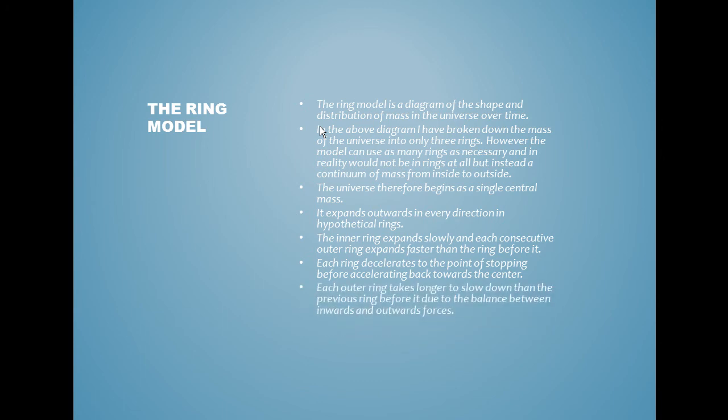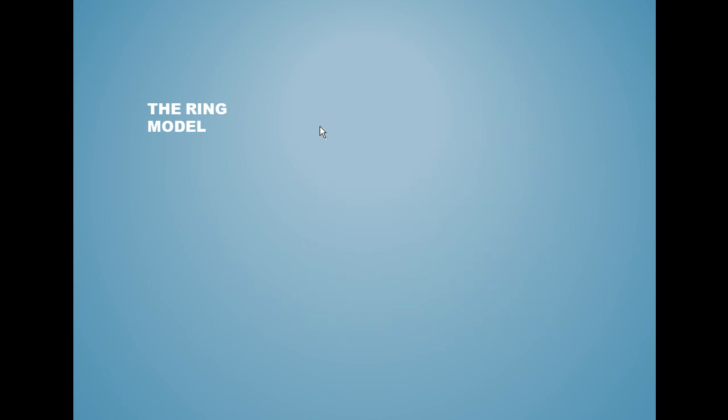Each outer ring then therefore takes longer to slow down than the previous ring before it, and due to the balance of forces between the inwards and outwards forces, the outer ring may in fact never stop or accelerate, as the force of the gravity decreases as the mass moves further from the centre of the universe.